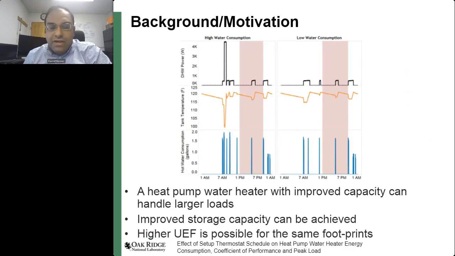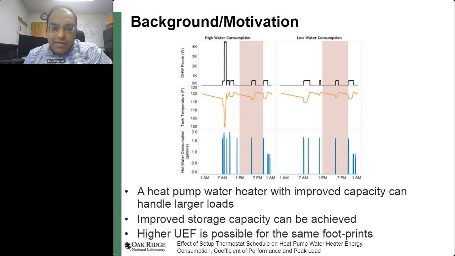Now, I want to briefly talk about the draw pattern. I think Bethany also briefly touched on this. There are obviously various draw patterns depending upon the type of application we are considering. However, if you consider the standard DOE draw pattern, which is used to establish the uniform energy factor for the device, we can see a standard format for drawing the water from the tank. And you can see that over a period of 24 hours, it's distributed.